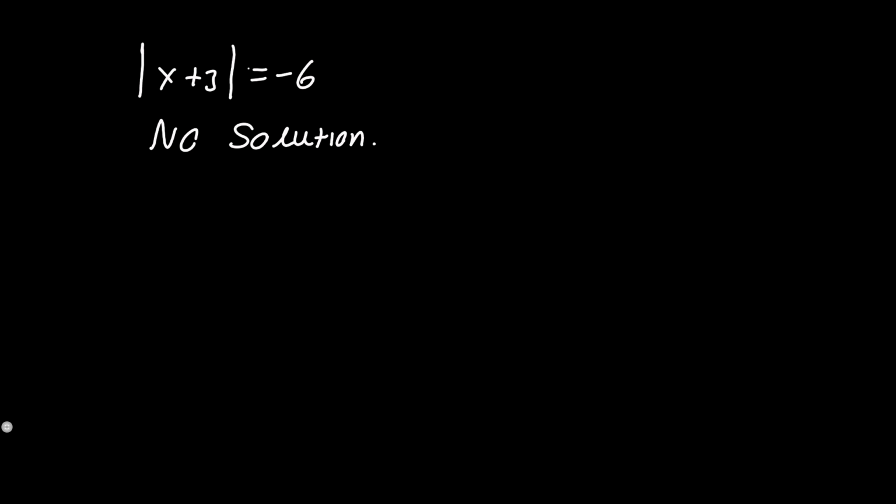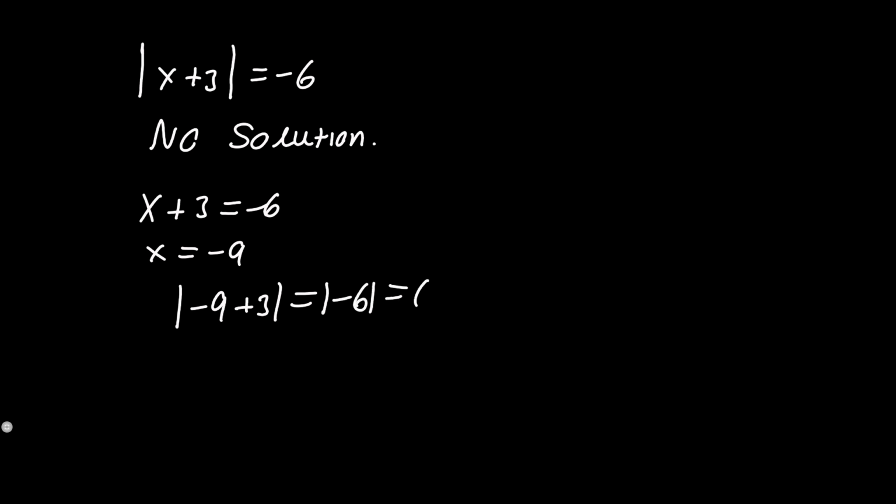And we could even try if we have x plus 3 is equal to negative 6. So x is equal to negative 9, and here we have the absolute value of negative 9 plus 3, and that gives the absolute value of negative 6, which is positive 6. So we have no solution.